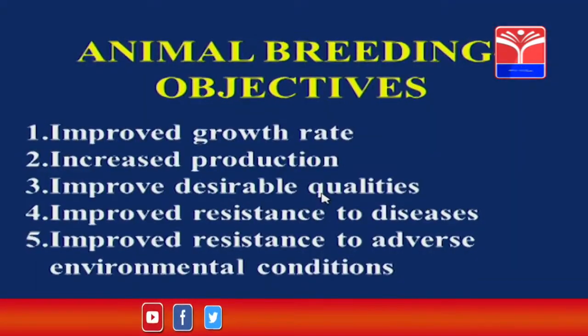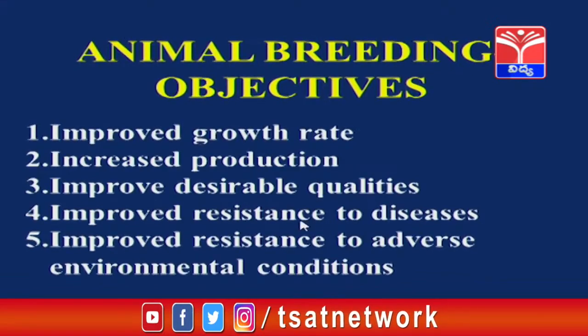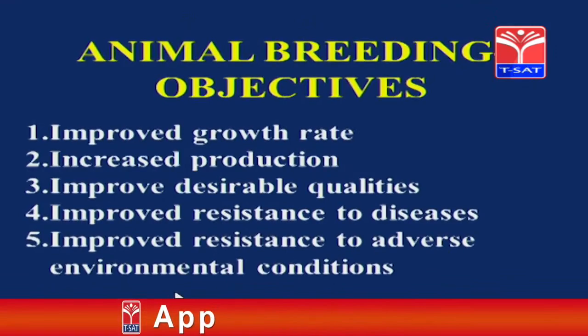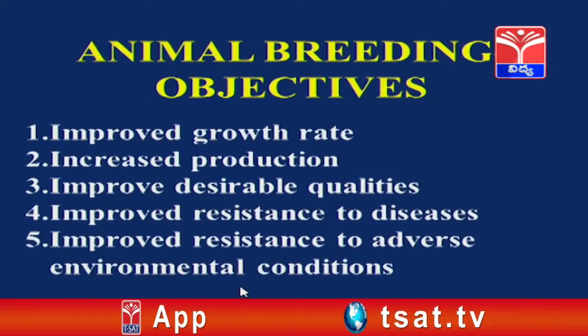Next one you can see is improved resistance to diseases. So the animals should be resistant to diseases and they should be resistant to adverse environmental conditions. That is, whenever the climatic conditions are not suitable, in such conditions also the animal should be able to tolerate.